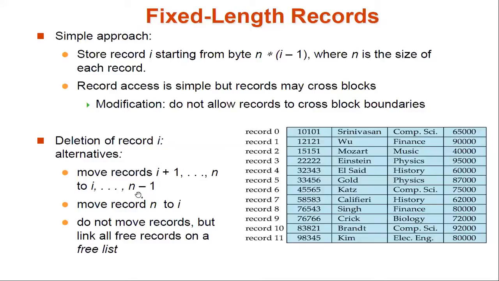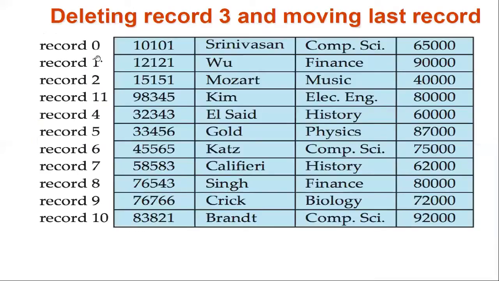Then what is the next approach? Move record n to i. That means, suppose you delete a particular record, in the deleted place you just move the last record, instead of moving all the other remaining records. Hope you will be able to understand. For example, here we are deleting the same third record. So instead of moving 4, 5, 6, 7, 8, 9, 10 one record up, in the second alternative we delete the third record and in its place just move the nth record, the last record, into the third record position. So this is the second approach.